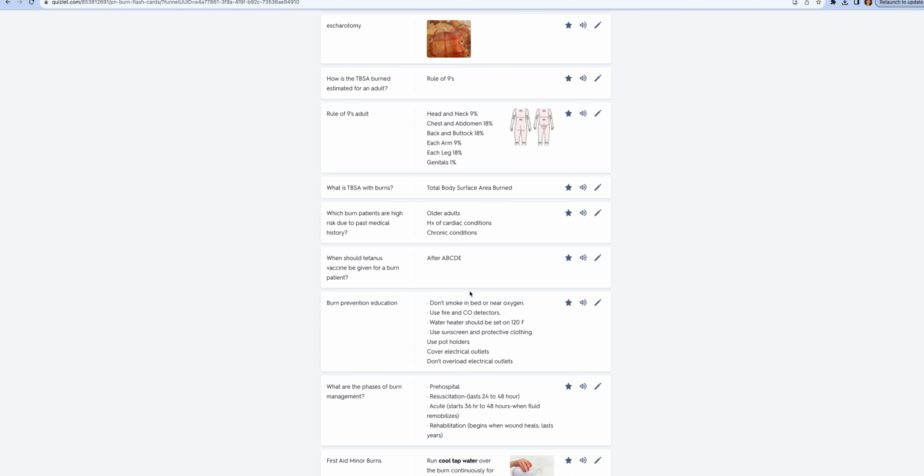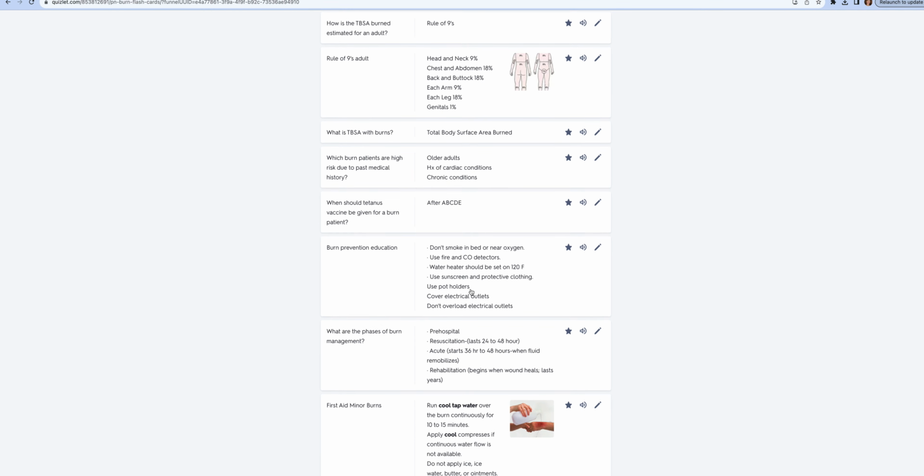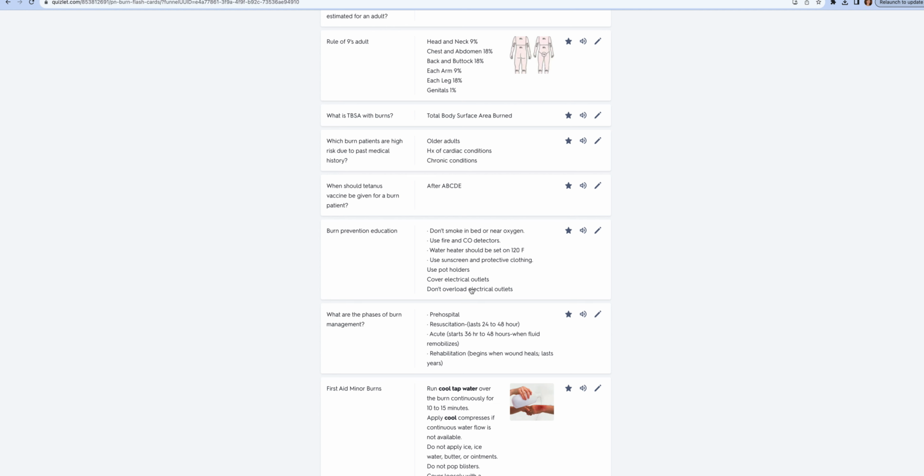It's really important. Burn prevention education: don't smoke in bed. Don't smoke near oxygen. Use fire and carbon monoxide detectors. Your water heater should be set on 120 degrees. Sunscreen and protective clothing is needed when you're outside in the sun. Use pot holders. Don't overload your electrical outlets, which is what everybody's doing these days.